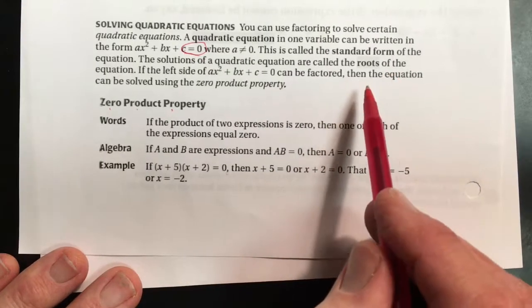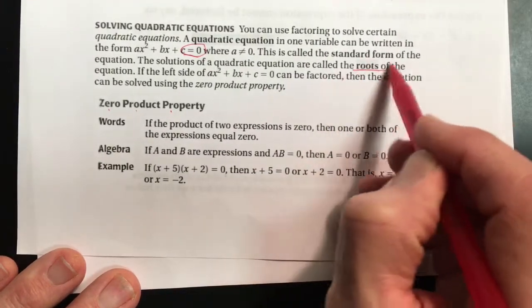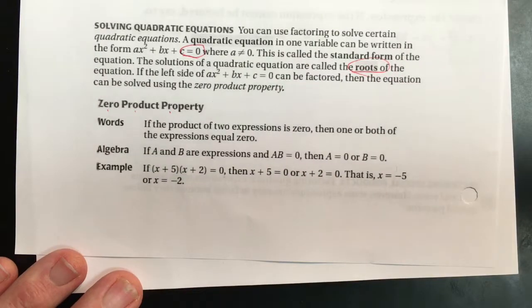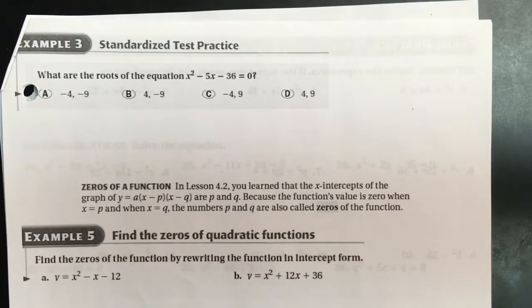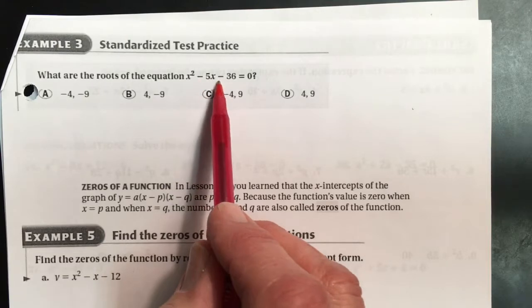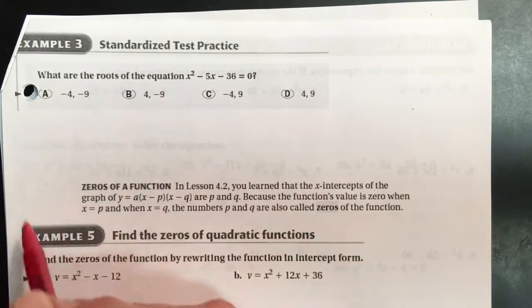Oh, by the way, when we do solve, we get answers that are called roots, or roots, depending where you're from. All right, next page, some examples. Example 3. And you have x squared minus 5x minus 36. Got to do reverse FOIL on this.